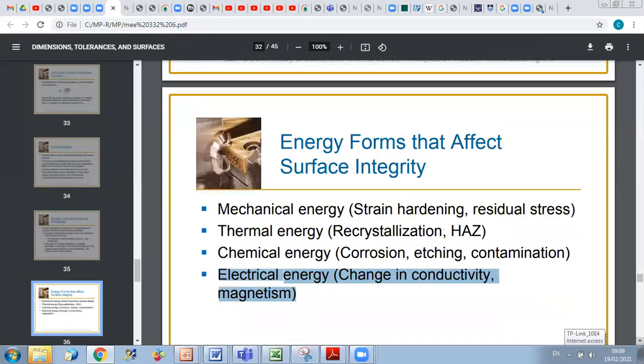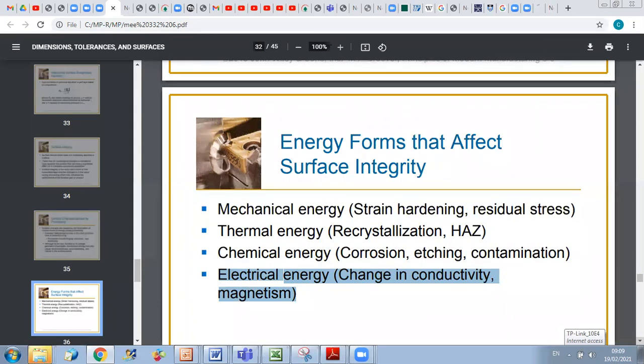Now, we have several energy forms that can affect the surface integrity. So we have seen already mechanical energy that can cause, for example, a strain hardening of the material or can cause residual stress or crack formation. Okay. Other types include also thermal energy, which can cause metallurgical changes. This is the case, for example, of recrystallization. We have seen together that if we heat a certain material up to its recrystallization temperature, we have formation of new grains. So we have new characteristics of the surface sublayer.